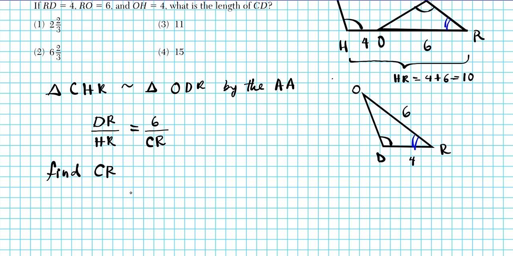To find CR, DR is 4 over HR is 10, equals 6, which is OR, over CR, which we do not know. Now, how do we solve this ratio? You cross multiply. When you cross multiply, you have 4 times CR is equal to 60. Then you solve this resulting algebraic equation by dividing both sides by 4. When you do that, you have CR is equal to 15.